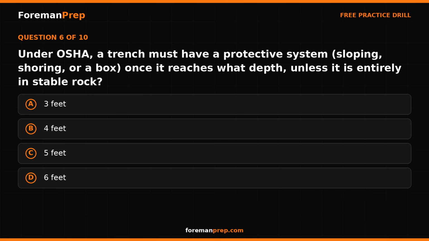Under OSHA, a trench must have a protective system, sloping, shoring, or a box, once it reaches what depth, unless it is entirely in stable rock? Option A, 3 feet. Option B, 4 feet. Option C, 5 feet. Option D, 6 feet.